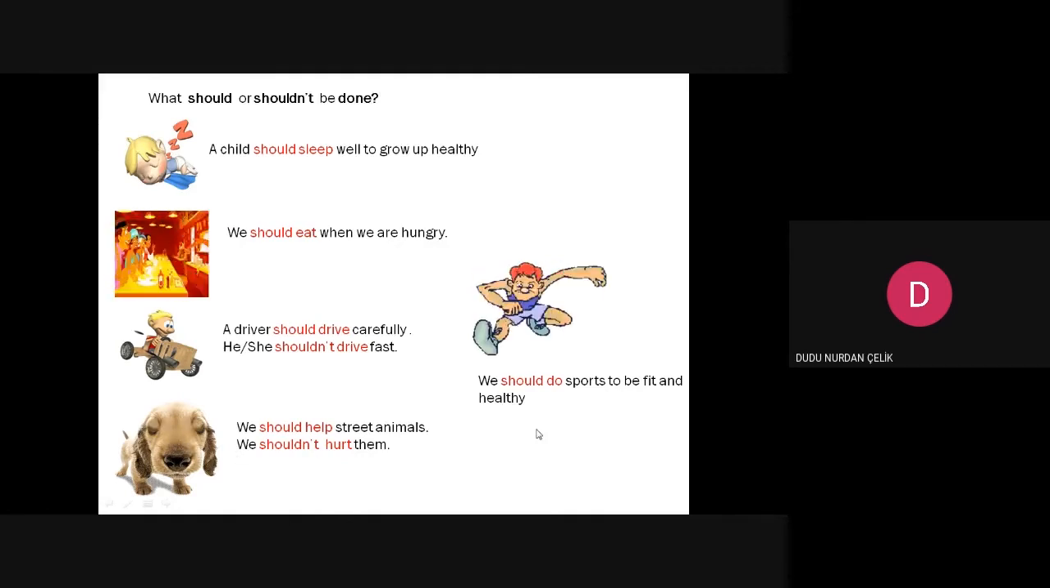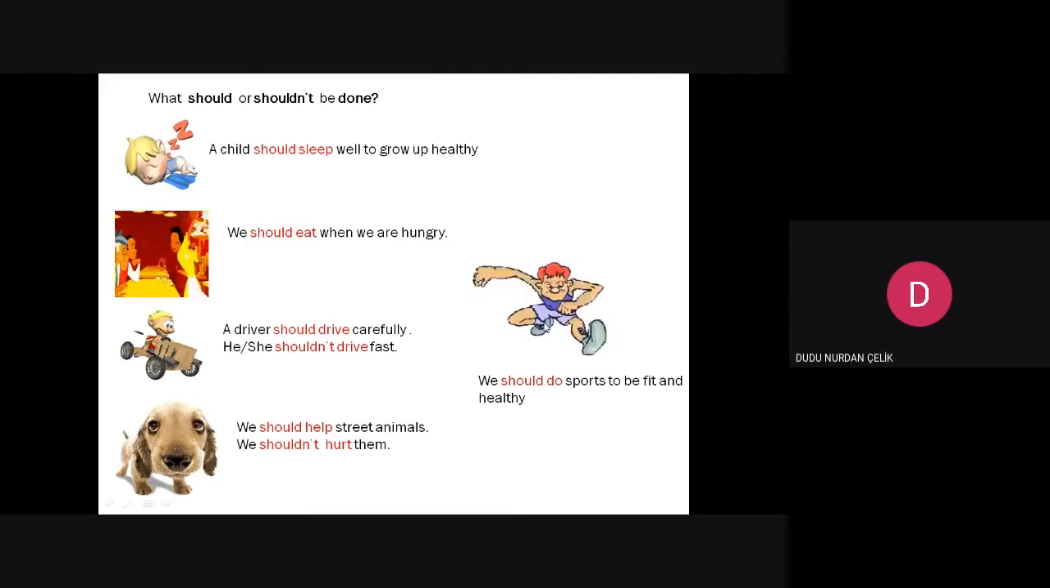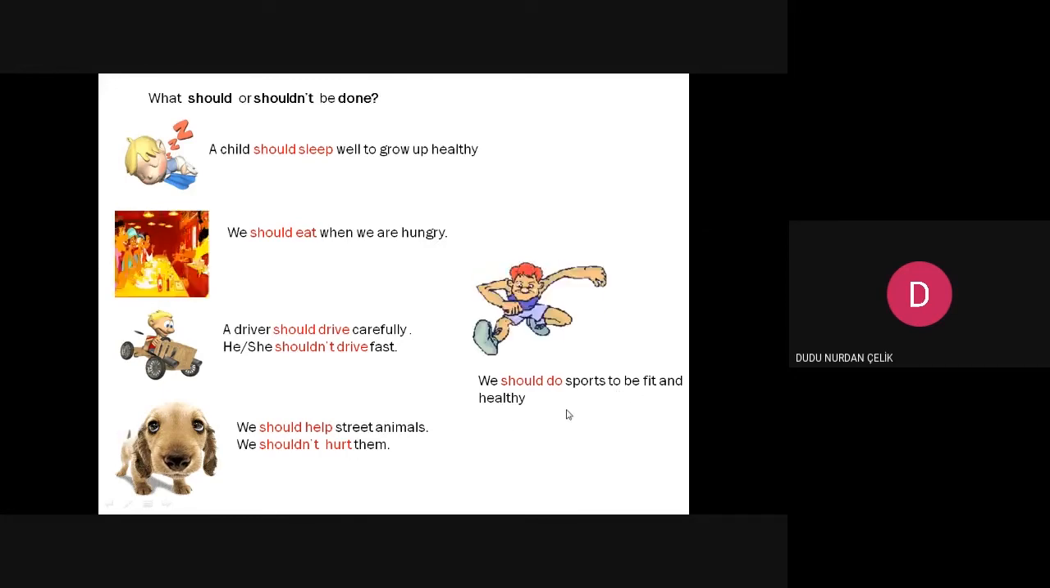And our patient runner is a good runner because he wants to be healthy, he wants to be fit. We should give ourselves this advice also. We should do sports to be fit and healthy. Let's start tomorrow.